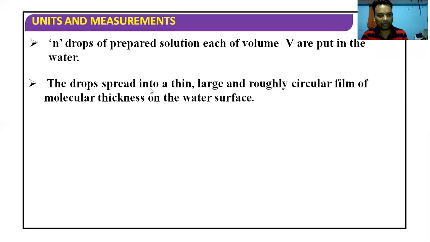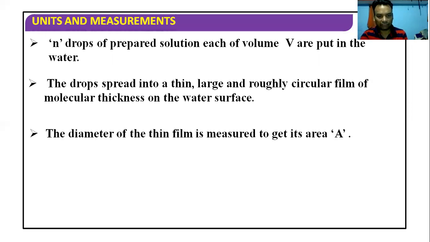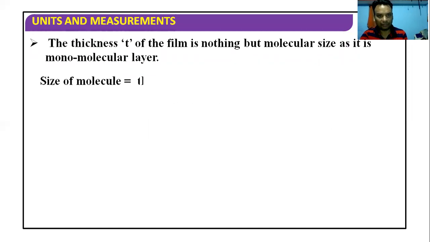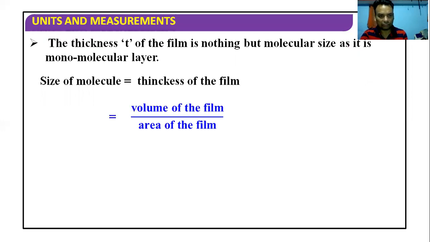The drops spread into a thin, large and roughly circular film of molecular thickness on the water surface. The diameter of the thin film is measured to get its area. Now how to find out the thickness of the film? The thickness of the film will give the size of the molecule, because it's a monomolecular layer deposited on the surface of water. So definitely the size of the molecule will be equal to the thickness of the film.